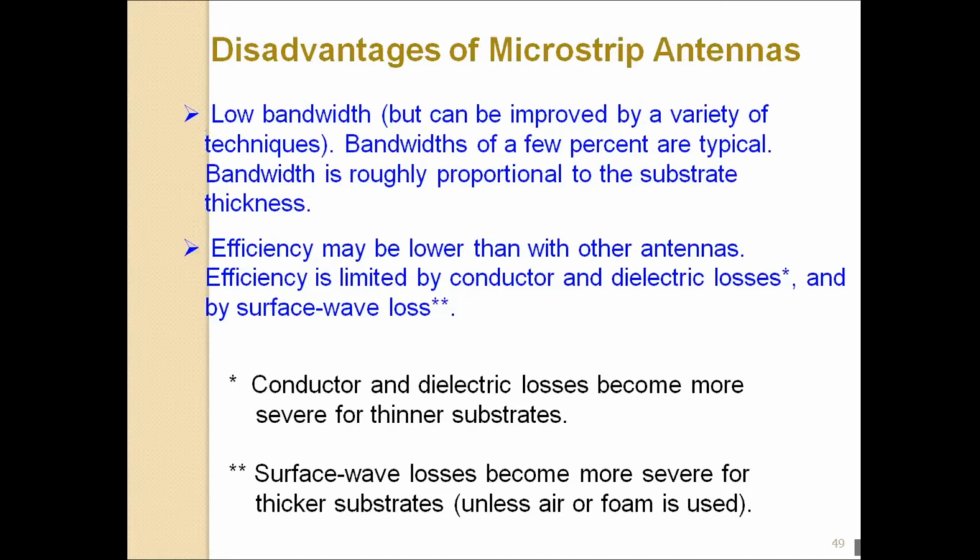But efficiency is also less. It is limited by the conductor and dielectric losses, and by the surface wave also, because of the hemispherical radiation pattern. This is going to be held over the surface of the antenna, so there will be a surface wave loss. It is severe for a thinner substrate. That is why the proper dielectric material has to be selected.